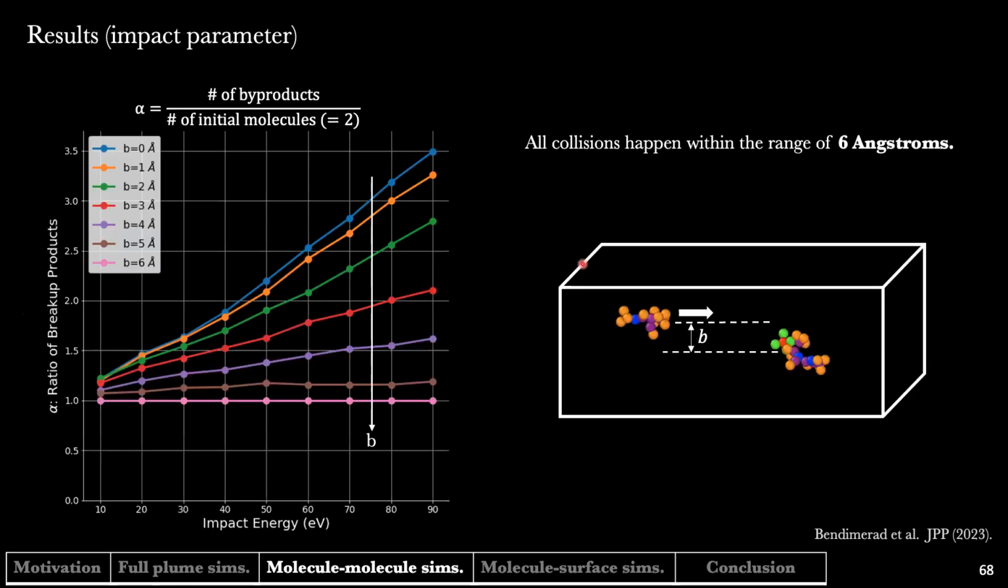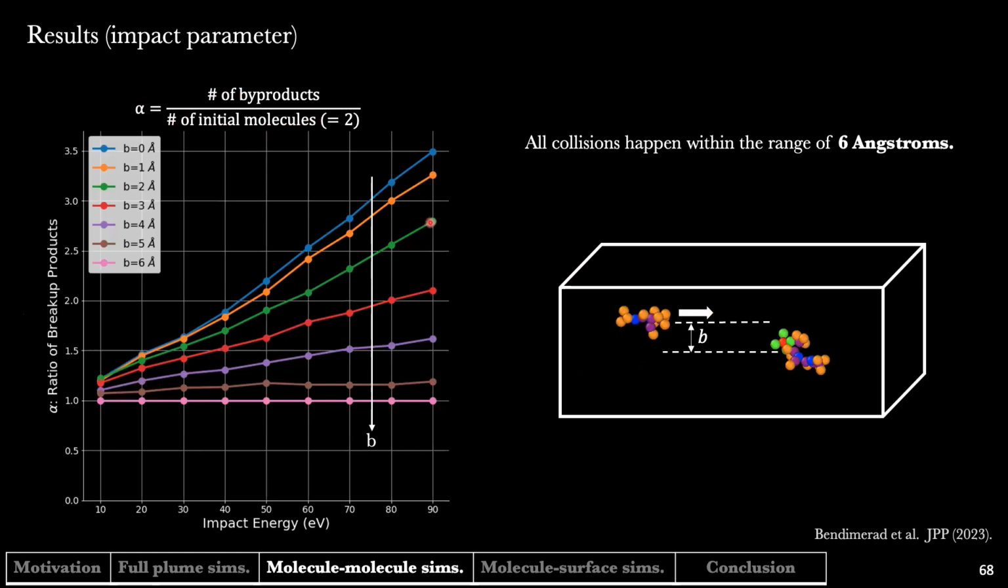And we also investigate the influence of the impact parameter B, that is the distance between the centers of mass of the two molecules. And we also define this parameter alpha, that is the ratio of the breakup products, that is the number of byproducts divided by the number of initial molecules, that is 2 initially.